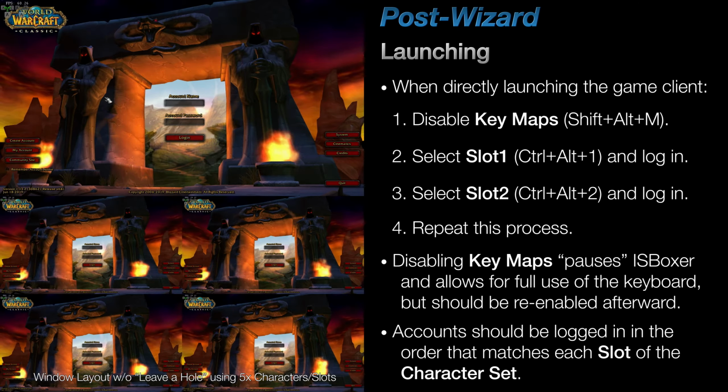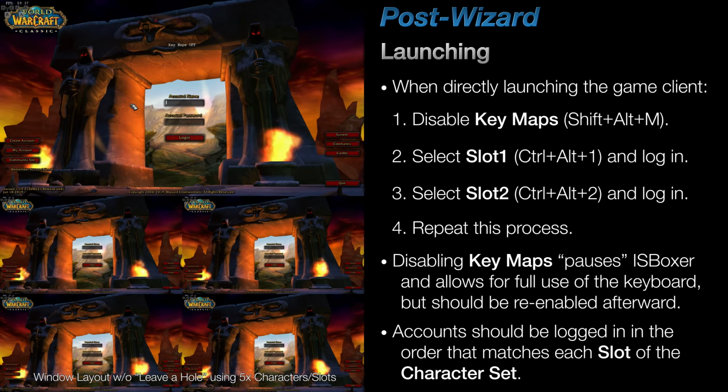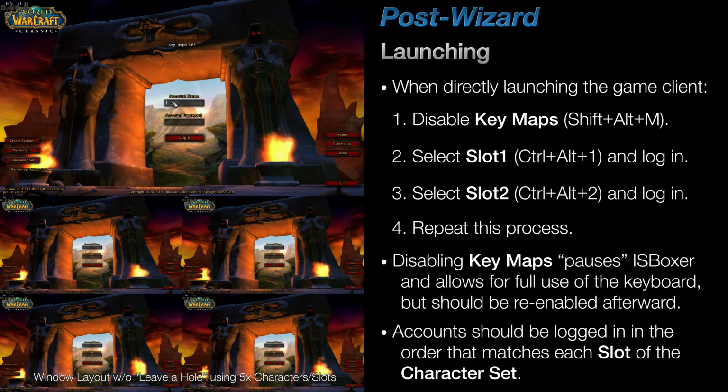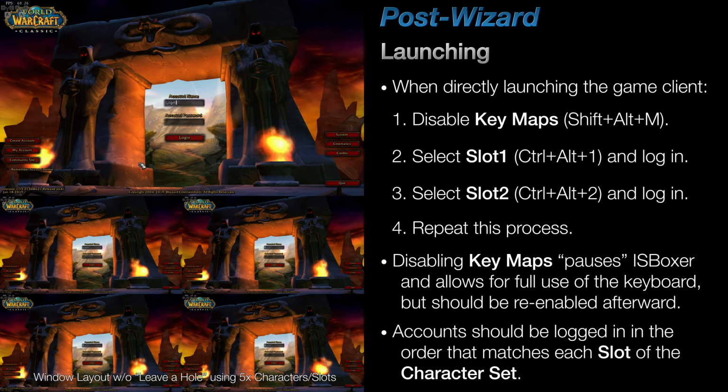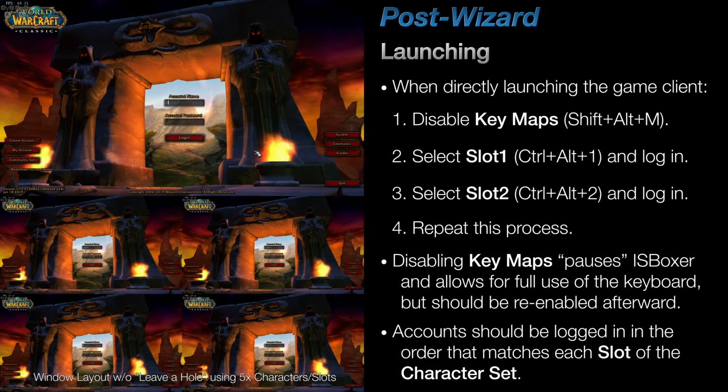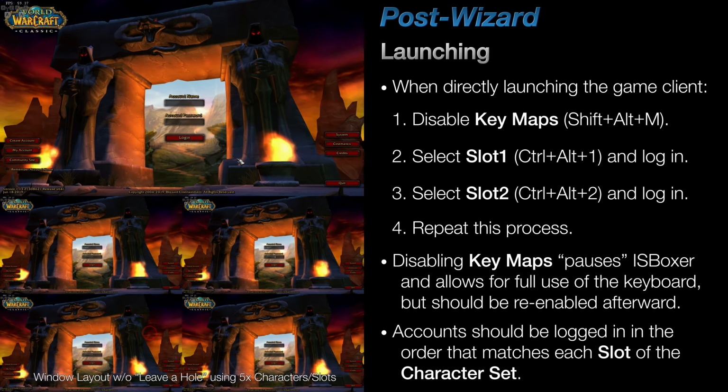But before doing so, I would suggest that you disable key maps by pressing Shift-Alt-M or by clicking the left menu button on the overlay in the corner of your game window. As I previously mentioned, disabling key maps pauses ISBoxer, which then allows you to type freely without it interfering. The reason you don't have to do this if your game uses a launcher is because ISBoxer is not active while on the launcher.